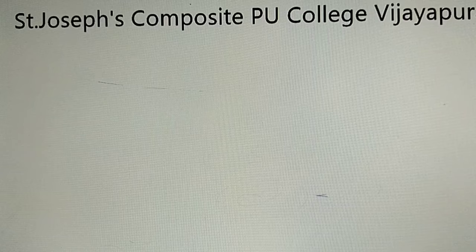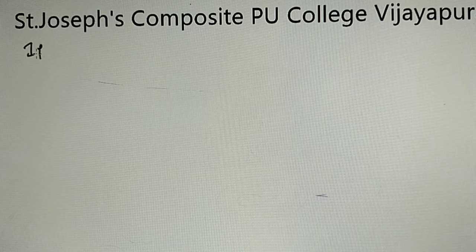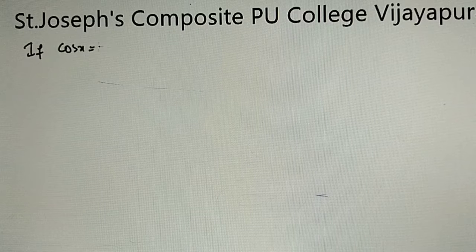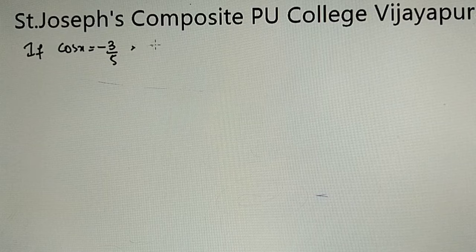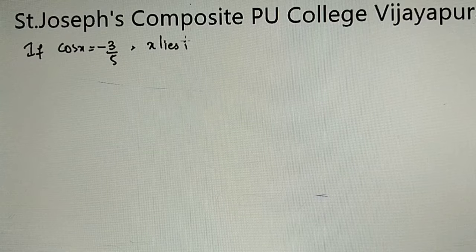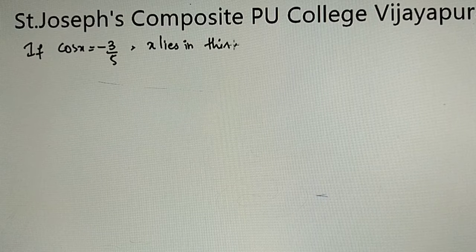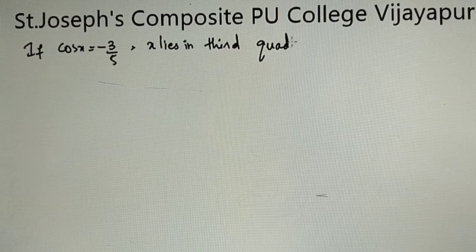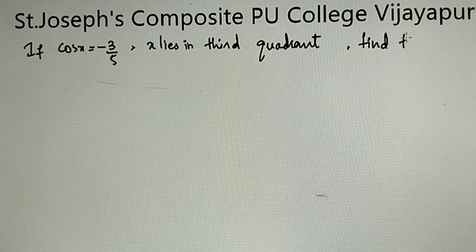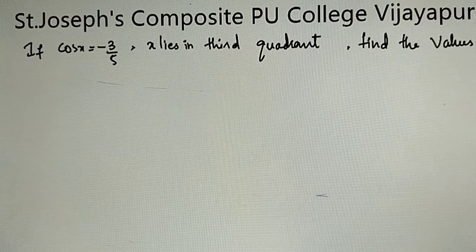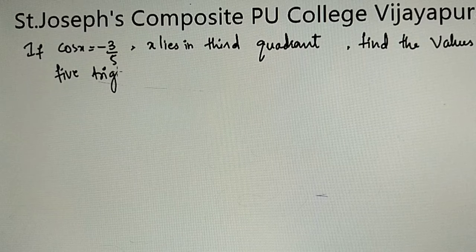So here the first problem is: if cos x is equal to minus 3 by 5, x lies in the third quadrant, then find the values of the other five trigonometric functions.